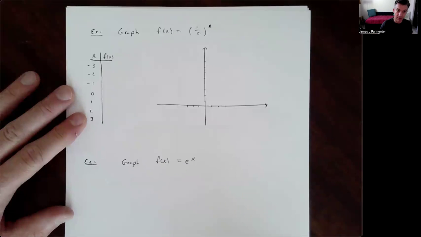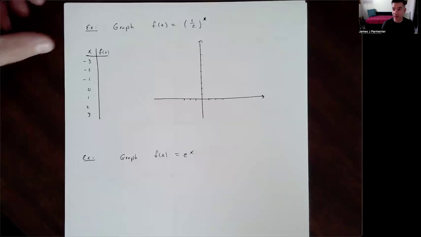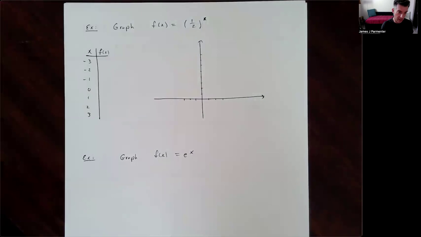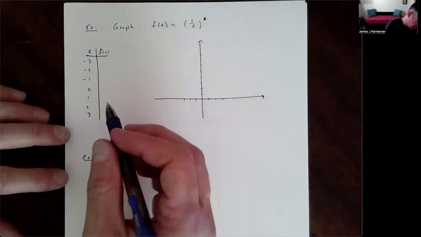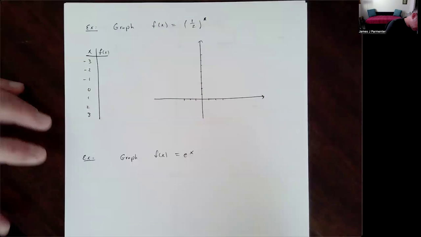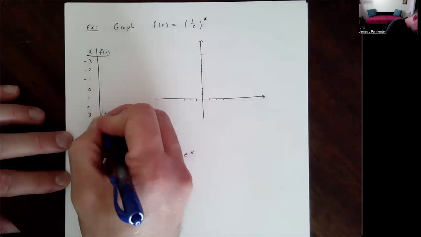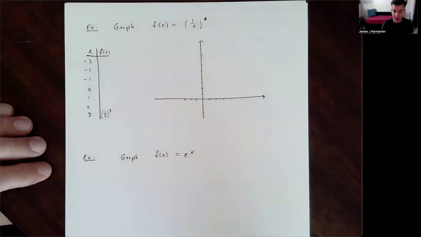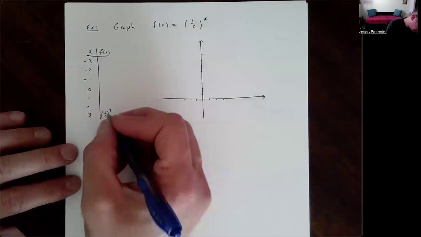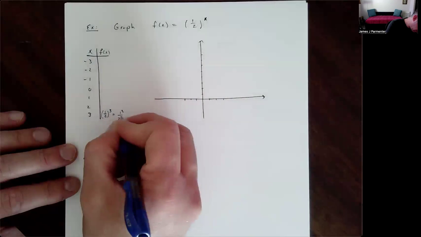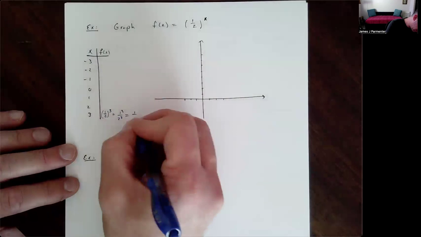So let's look at this next one here. We're going to graph f of x equal to 1/2 to the x. And we are going to plot points here just because I want to see one particularly important thing. So let's start again with the 3 because that's easiest for me. So 1/2 to the third is 1/2 times 1/2 times 1/2, which is 1/8. You could also think of it as 1 to the third over 2 to the third. 1 to any power is 1, and 2 to the third is 8.